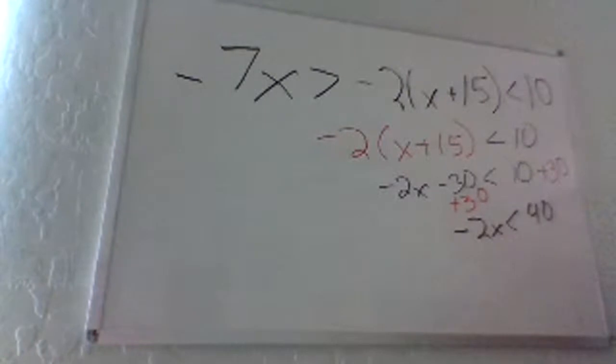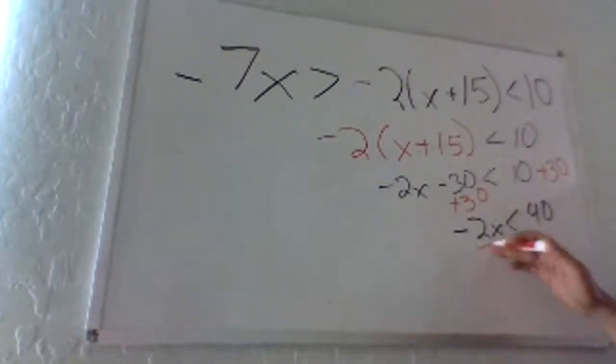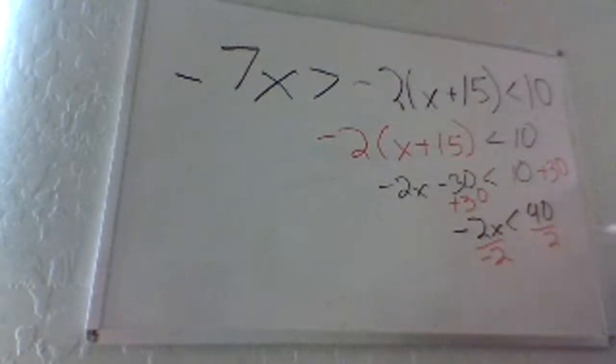Now what? Okay. Let's get rid of negative 2. Let x alone by dividing by negative 2 from both sides. Okay. Okay, give me 1 sec. I'll be right back and check the door. Negative 2 on the other side. 40 divided by negative 2, not 2.